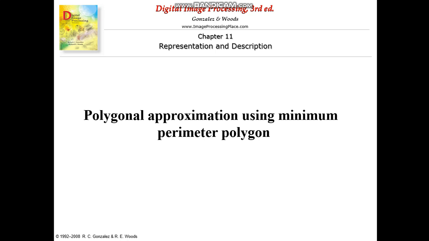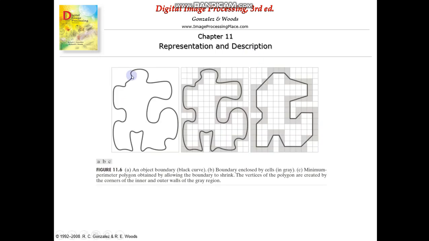Hi students, in this session we are going to discuss an algorithm, polygonal approximation using minimum perimeter polygon. In the previous session we described chain code. There we have some shapes. Each shape, when we enclose it in a grid-like structure, we get straight line segments. So it is easy for us to number the straight line segments.